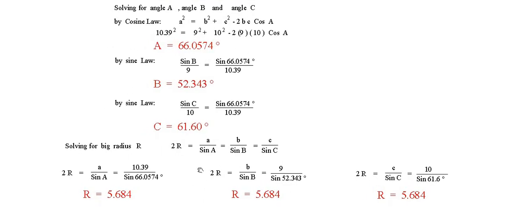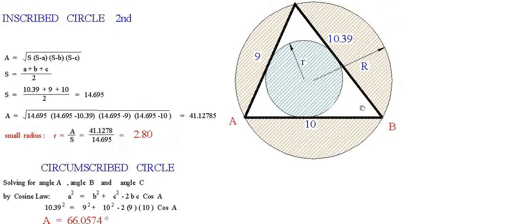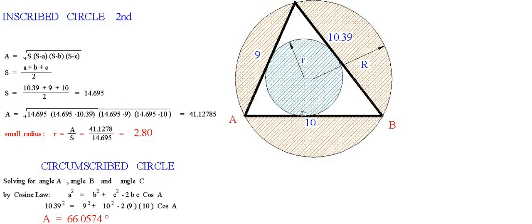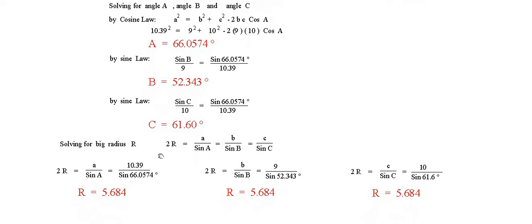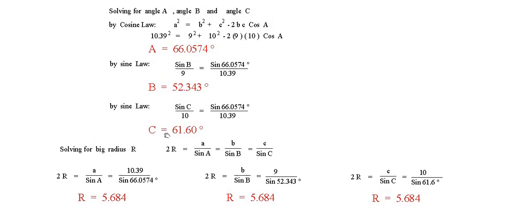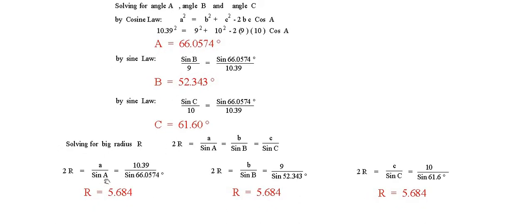So solving for r using this, 2r is equal to a over sine A, where a, opposite angle A, is 10.39, divided by sine of 66.0574, and r is equal to 5.684. Remember, you have to divide this by 2.